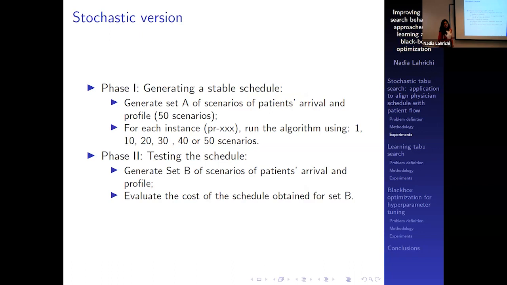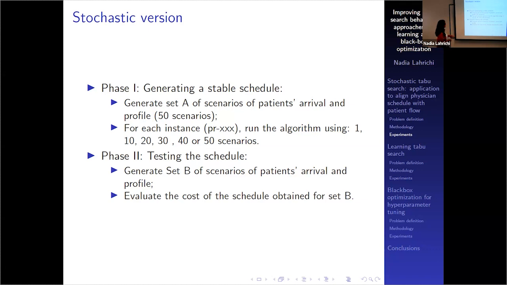Okay, and then for the stochastic version, which was what we actually wanted to solve, the idea is we wanted to generate a stable schedule. The procedure to generate this schedule is that we generated 2 sets of instances. The first set to build a schedule, and the second set to test the schedule. So with the first set, you generate a number of scenarios: 10, 20, 30, 40, and 50, because we were really testing.